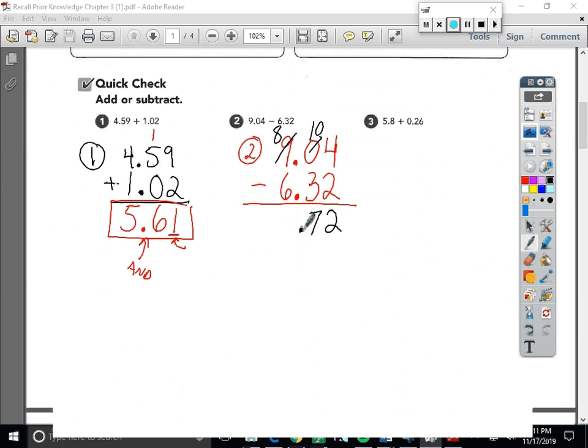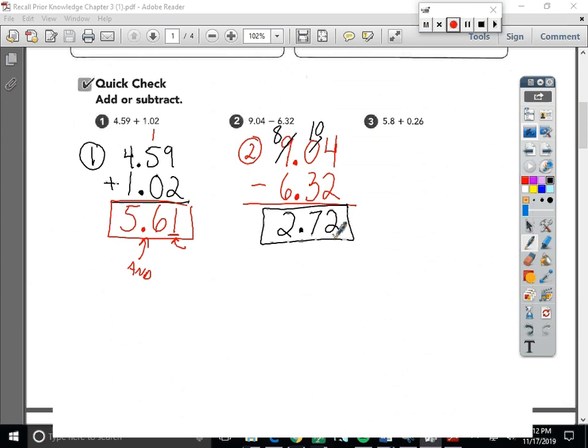And I have 8 ones, take away 6 ones, gets me 2 ones. And if you didn't believe me, we could have put the 6 in our head and counted up: 7, 8. Oh, that was 2 more, wasn't it? Final answer, 2 and 72 hundredths. That goes to the hundredths place, doesn't it?